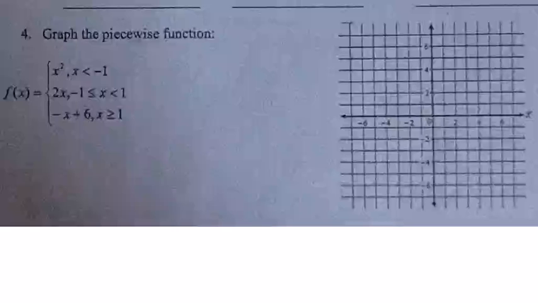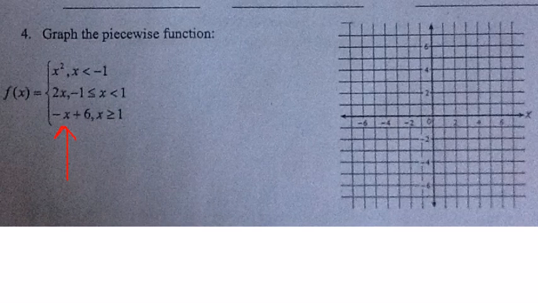This is a piecewise function graph question. So if you remember with piecewise functions, this is what we graph on the left side. And then this is where we graph, so which x values we graph it for. So I'm going to do my graph in red.